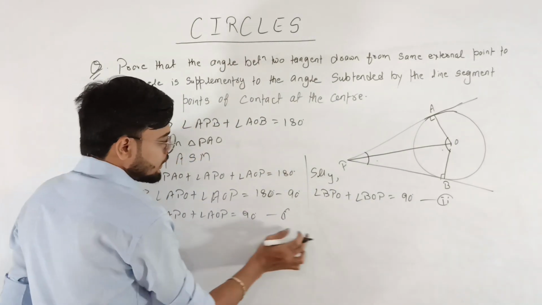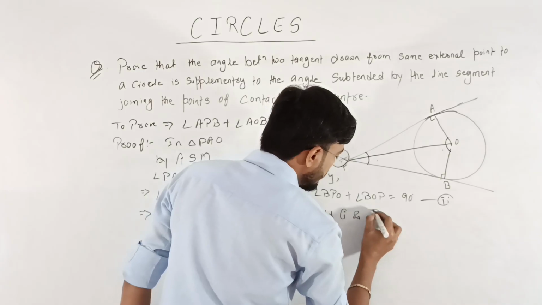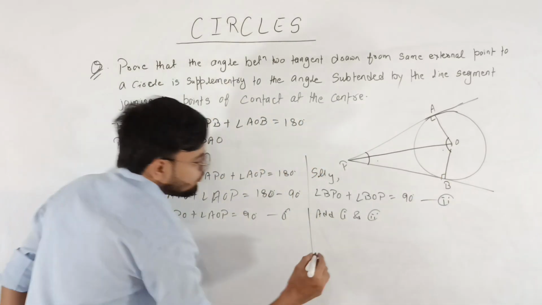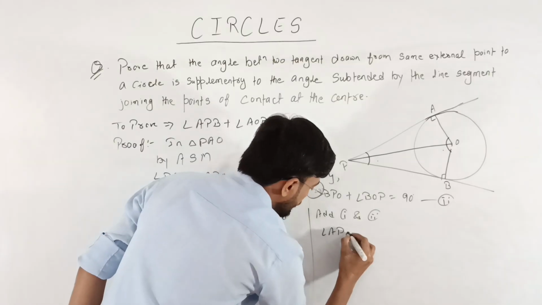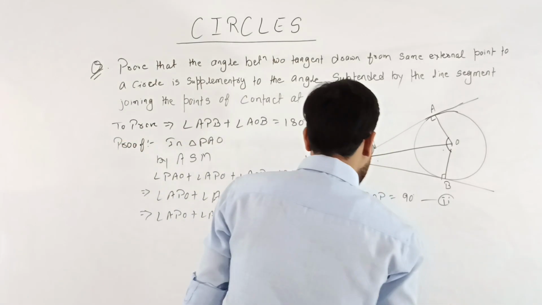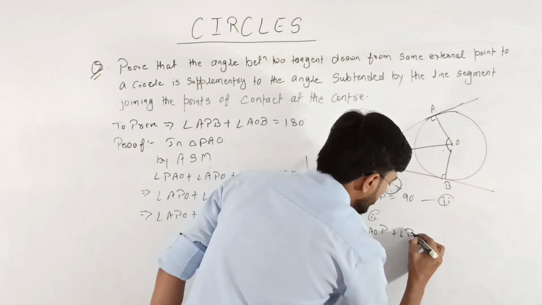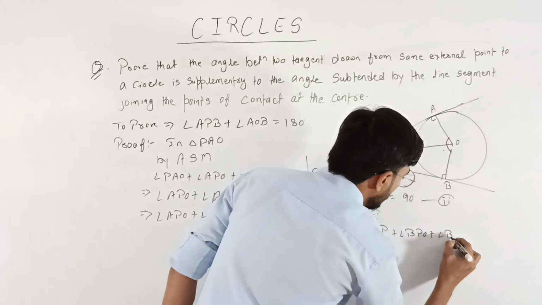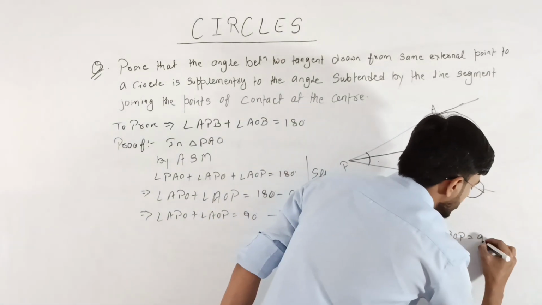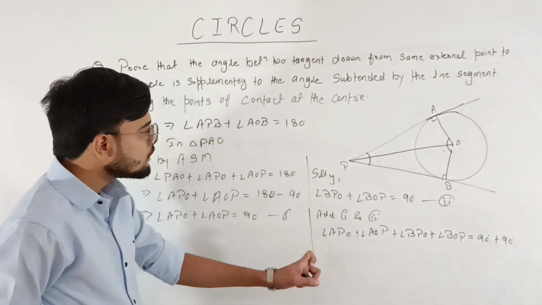Now I add this equation first and second. So now add equation first and equation second. So equation 1 is angle APO plus angle AOP, and the LHS of the second one, angle BPO plus angle BOP, is equal to what? 90 plus 90. Now look, where is angle APO?